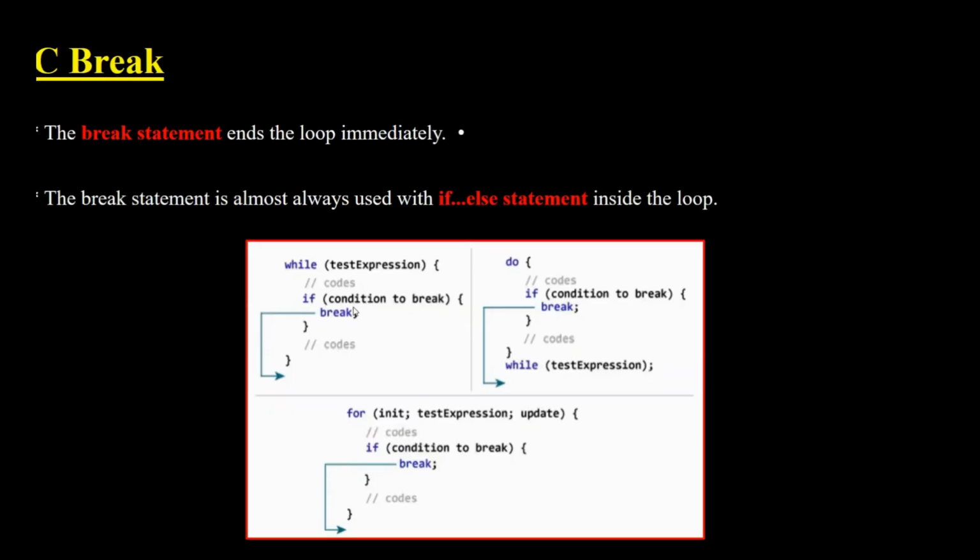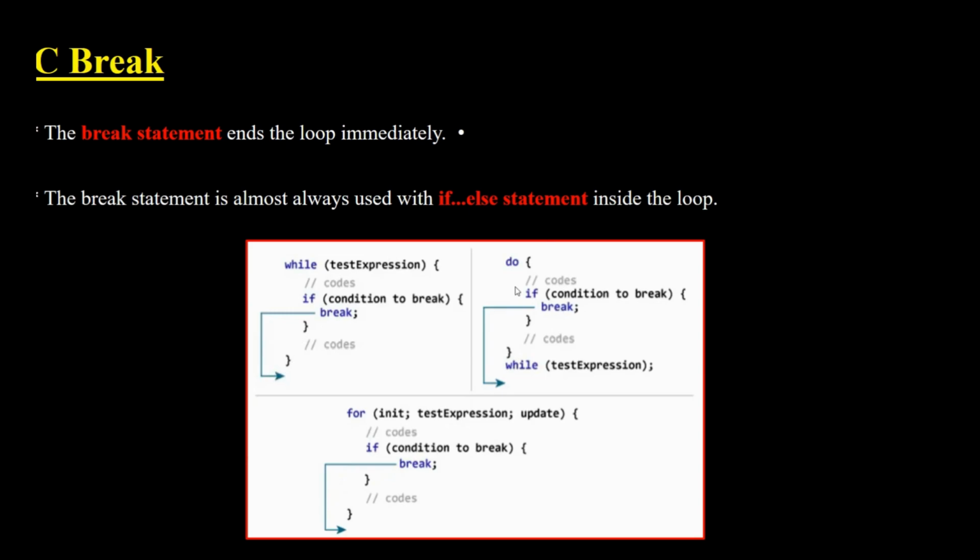For example, the while loop. Here we have the while, the test expression, and the if-else statement. Inside we will use the break statement. If the condition to break is satisfied, the compiler will execute the break statement and take the code out of the while. So the code inside the while will not be executed and the test expression will not be verified; immediately the code will continue after the end of the while.